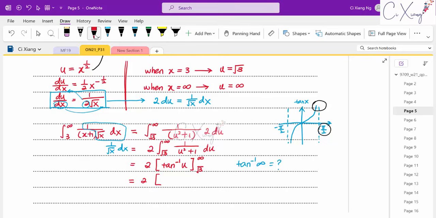Okay, so what is the 90 in terms of radian? So 90 degrees will be pi over 2. Then minus, what is the value for tangent inverse square root 3? For those who are using ES calculator, it should be no problem for you to get the tangent inverse square root 3 directly in terms of pi.